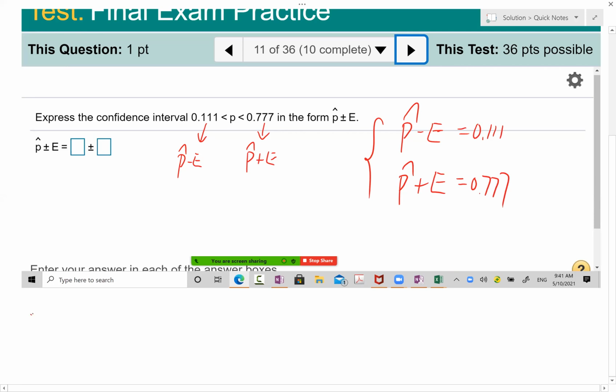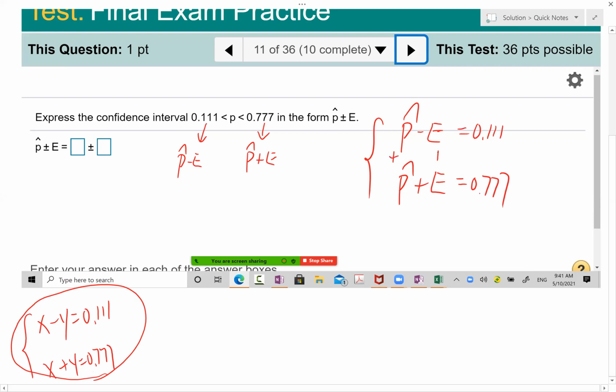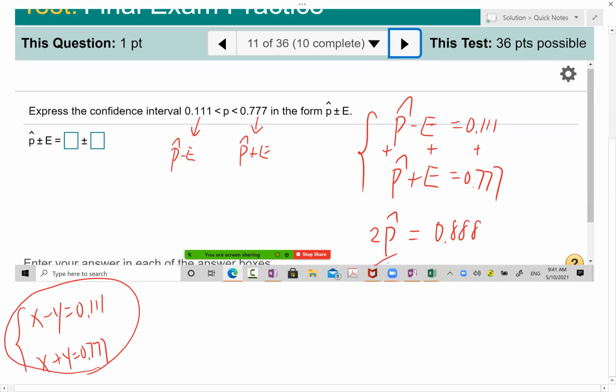Remember back in the algebra course, if you have x minus y equal to 0.111, right? And then x plus y equal to 0.777, right? Exact same concept, just different variables. Now, if you want to find out the p hat, just add the two equations. If you add both equations, you're going to get twice p hat, right? Margin error cancel each other. So you get 0.111 plus 0.777, it's 0.888. And in order to get p hat, you divide both sides of the equation by 2, you get p hat. So p hat, the sample proportion, equal to 0.444.